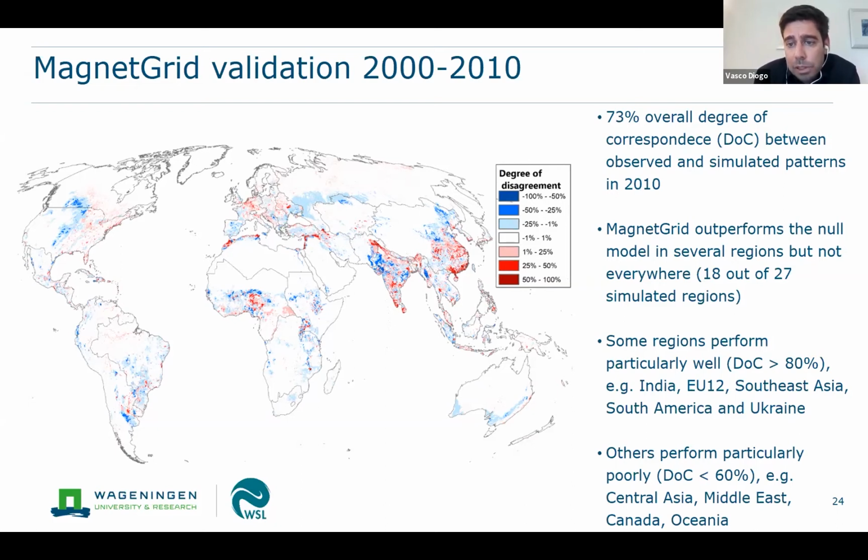In particular, some regions perform relatively well with a degree of correspondence higher than 80%, including important agricultural regions such as India, EU12, Southeast Asia, South America, and Ukraine. However, others perform particularly poorly, such as Central Asia, Middle East, Canada, and Oceania.